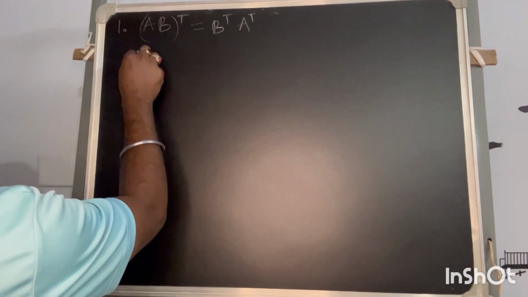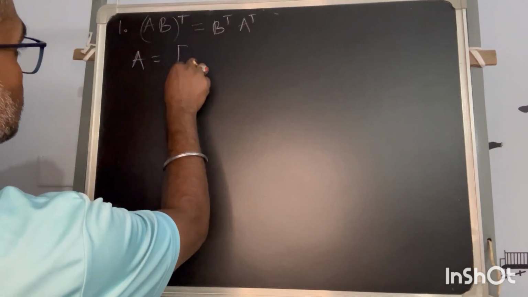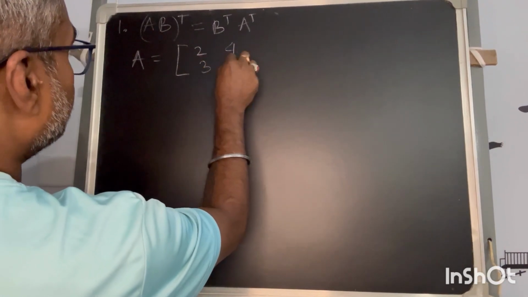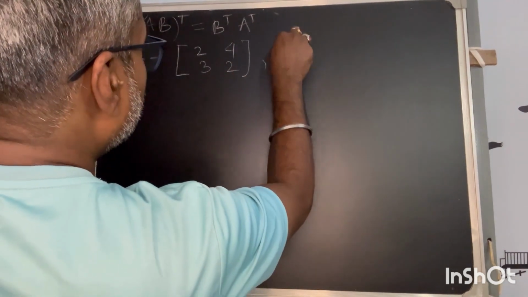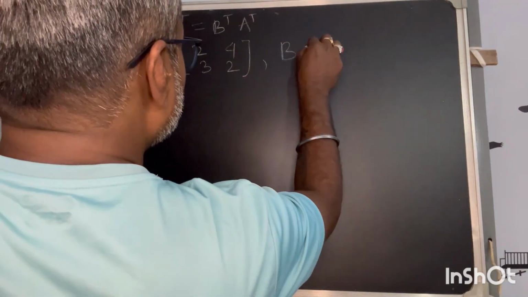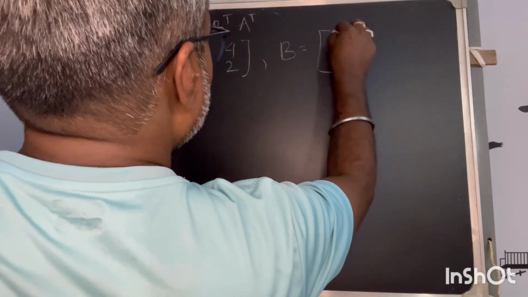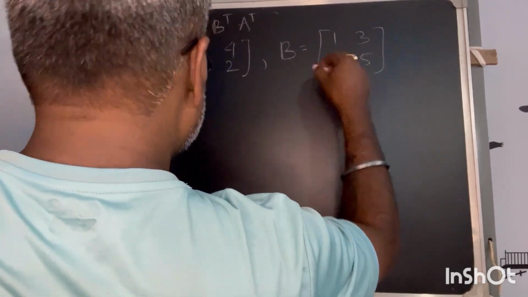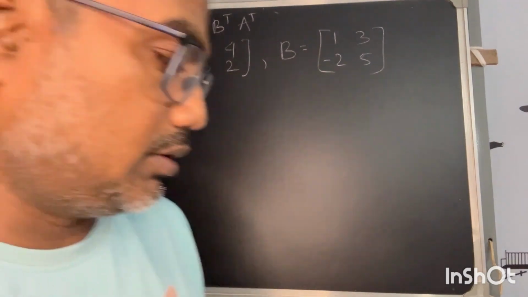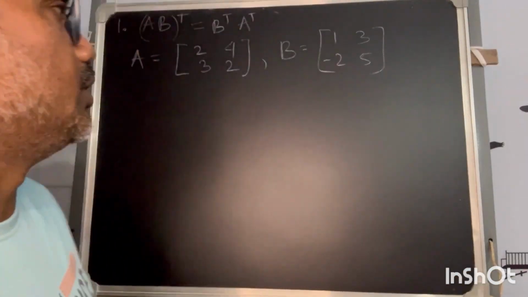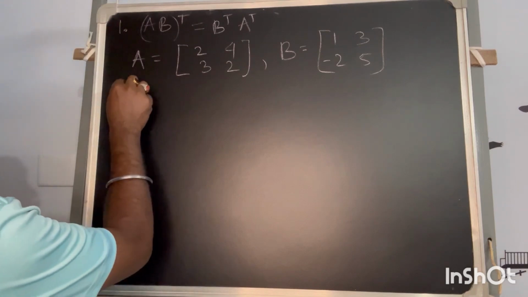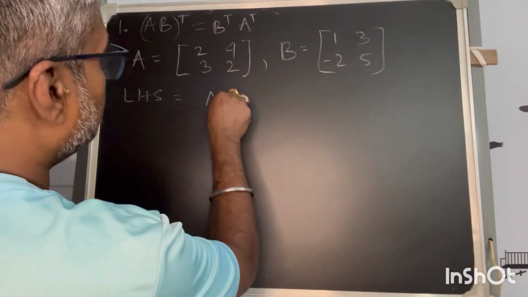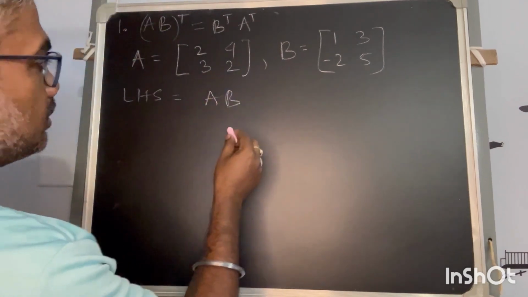A is given as 2, 4, 3, 2, and B is given as 1, 3, -2, 5. You can see both are square matrices of order 2 cross 2. Then we'll start with the left hand side. Straight away you have to multiply A and B first, then we'll take the transpose.